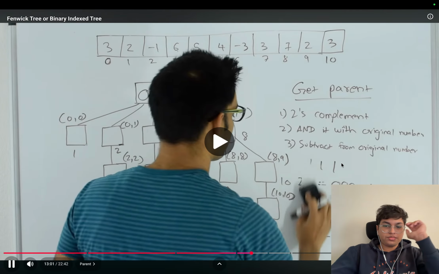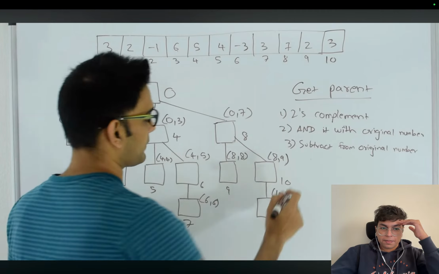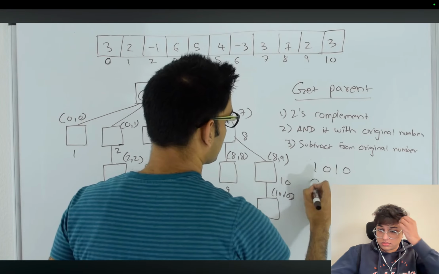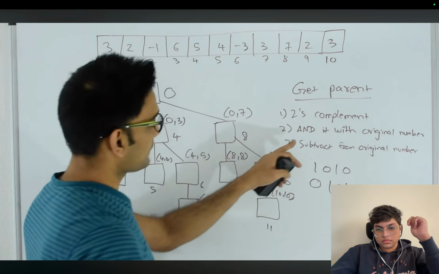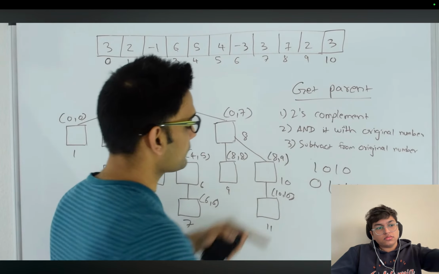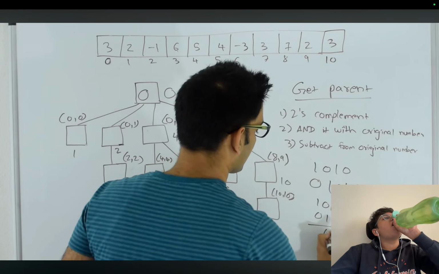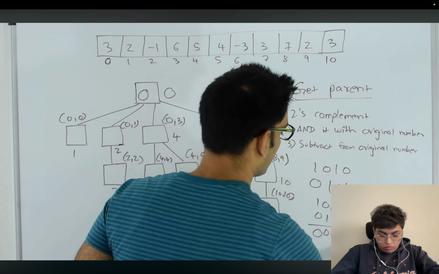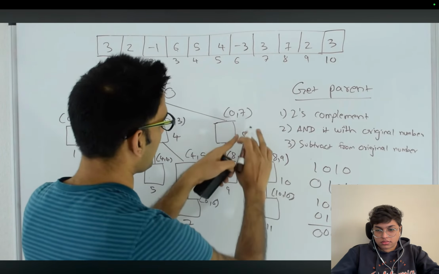Okay. Let's try another example. Let's try to get the parent of 10. So binary representation of 10 is 1, 0, 1, 0. 2's complement of 10 is 0, 1, 0, 1 plus 1. So this is 0, 1, 1, 0. AND this with this. So this becomes 1, 0, 1, 0 and 0, 1, 1, 0, which gives 0, 0, 1, 0. And then subtract this from this. So 1, 0, 1, 0 minus 0, 0, 1, 0. So this is 1, 0, 0, 0. So that is 8, which is why 10's parent is 8.